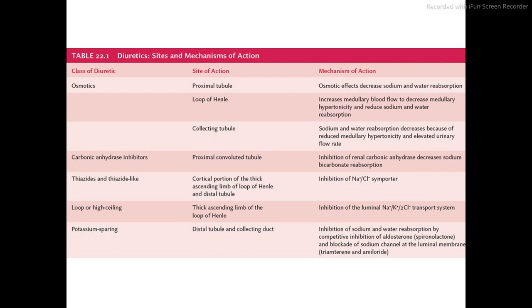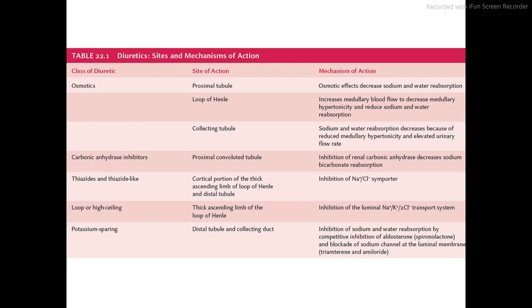So these diuretics are further classified into 5 different classes: osmotics, then carbonic anhydrase inhibitors, thiazides and thiazide-like diuretics, loop or high ceiling diuretics, and the last one is the potassium sparing diuretics. These are the various sites of action of all the diuretics.